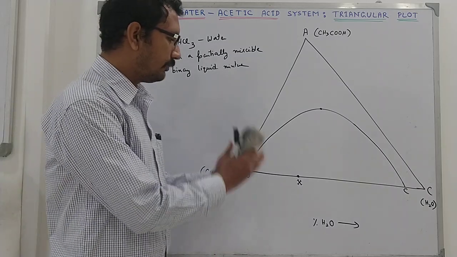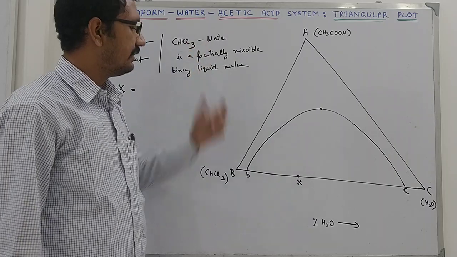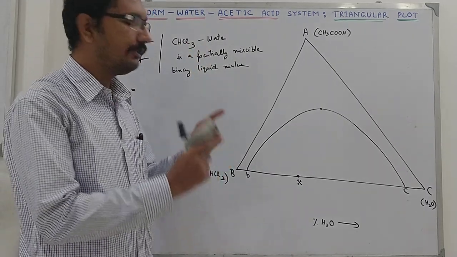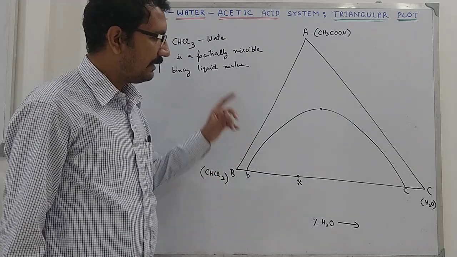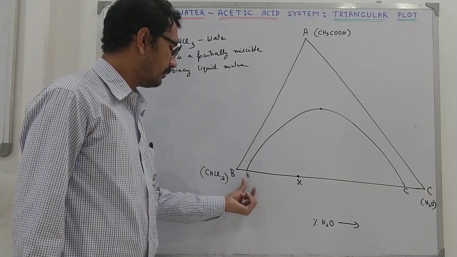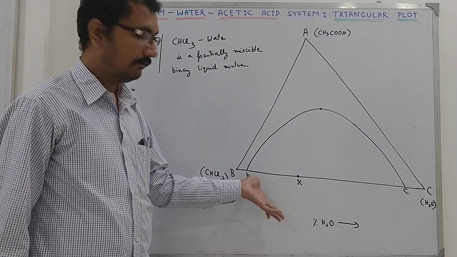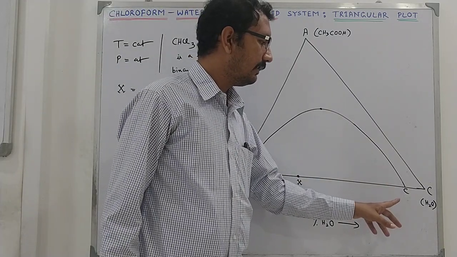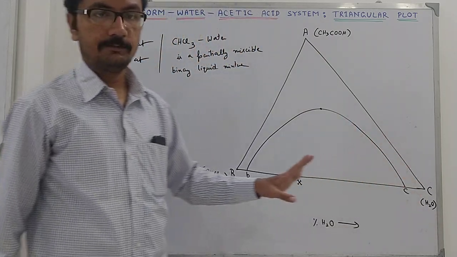So when you take the composition X% of this chloroform water mixture, it will separate into two layers, that is, it is a heterogeneous mixture. And in the two layers what will you get? In one layer you will get a saturated solution of water in chloroform having composition B, and in the other layer you will get a saturated solution of chloroform in water having composition C.